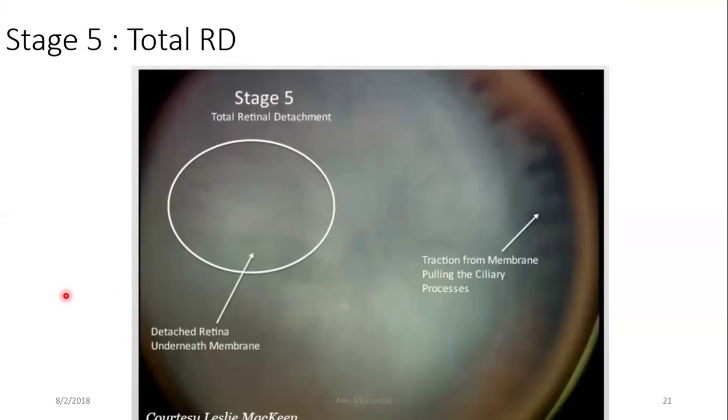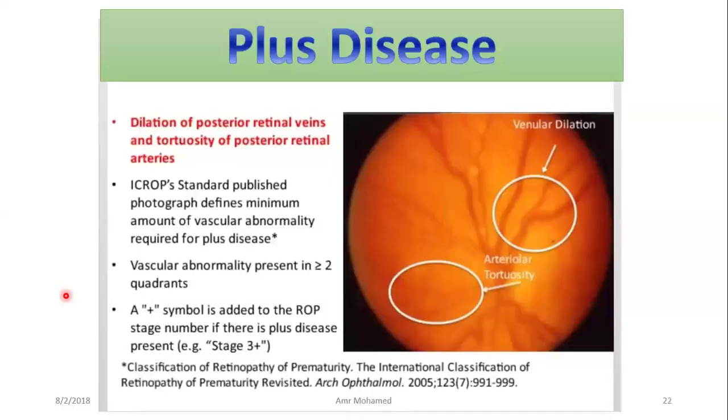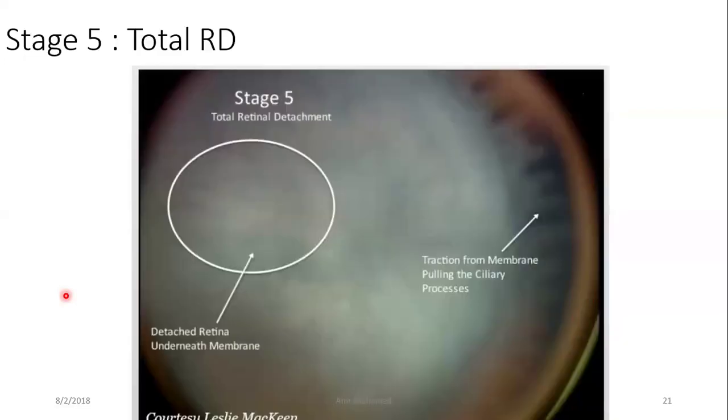Anyone knows the name? Retrolental fibroplasia. Yes, because in that time, they have all the patients in that stage, unfortunately, or many of the patients in that stage. So in addition to the stages, we have other things that are important in classifying and categorizing the patients.